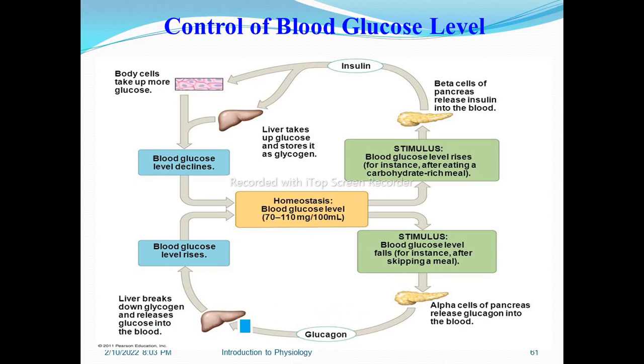Glucose is stored in the liver as glycogen. So the function of glucagon is to break down glycogen into glucose, release glucose, and increase it in the bloodstream. So at this time blood glucose level rises, so homeostasis will be regained. So this is how blood glucose level is homeostasized, balanced, or maintained.